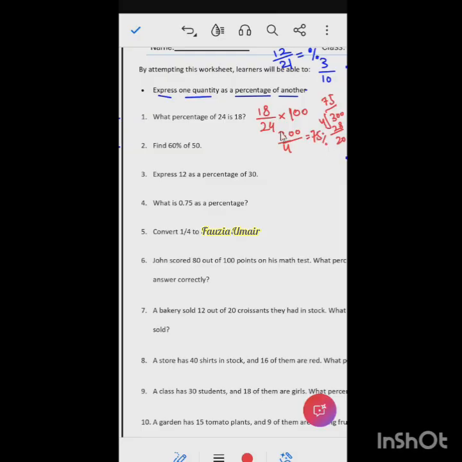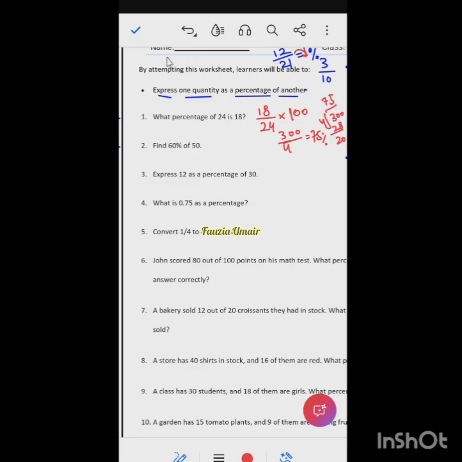Are you getting this? Ma'am, can you explain again? Acha. So is the topic clear? Okay, what kind of question am I expecting? Sometimes there would be a fraction and we will convert it into a percentage, right?